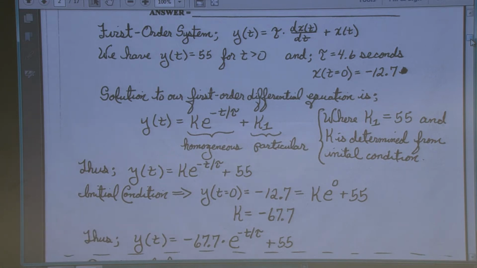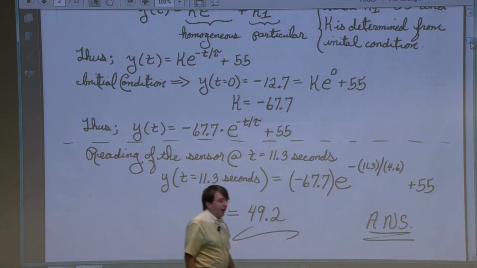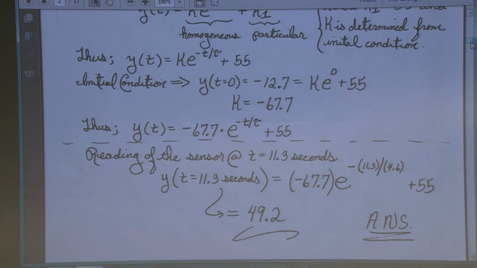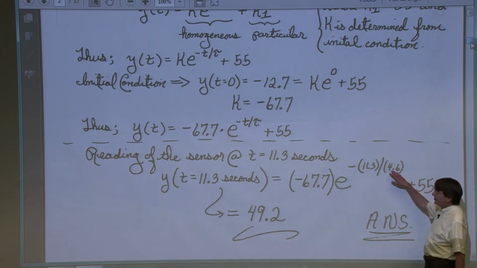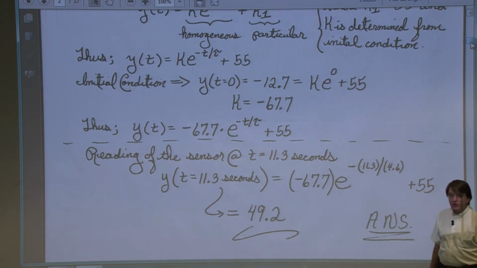So I say, okay, all of this is good. And now it's just plugging it in. We'd like to know the reading of the sensor at 11.3 seconds. So I put in the value of t to be 11.3, and I get the total answer. I put the time constant in. The time constant was given to be 4.6 seconds. Plug it all in. 49.2 is the value of y at 11.3 seconds. Part A, done. Are we all good?